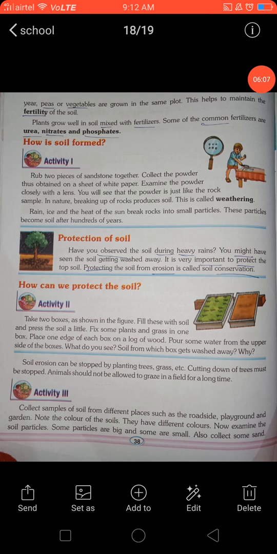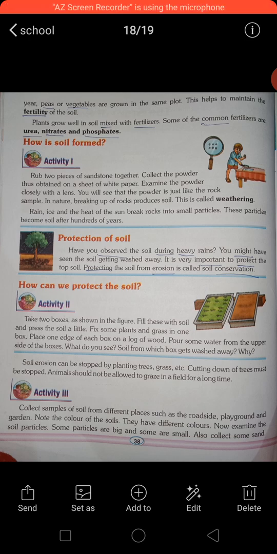Rub the two pieces of sandstone together. Collect the powder thus obtained on a sheet of white paper. Examine the powder closely with a lens. You will see that the powder is just like the rock sample. In nature, the breaking up of rock produces soil. This is called weathering.